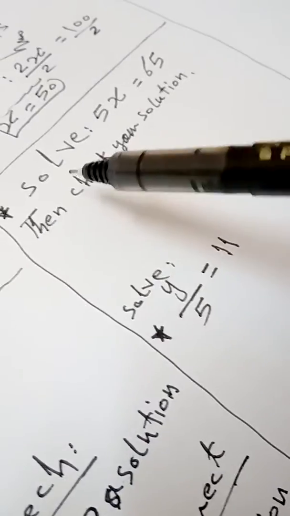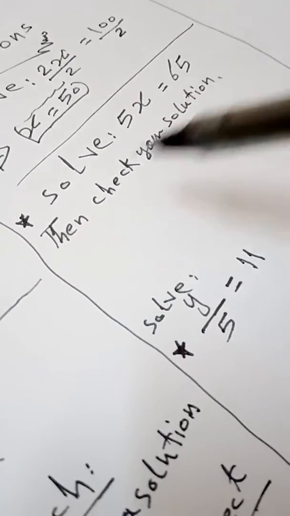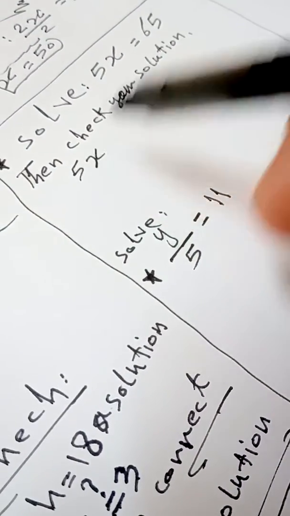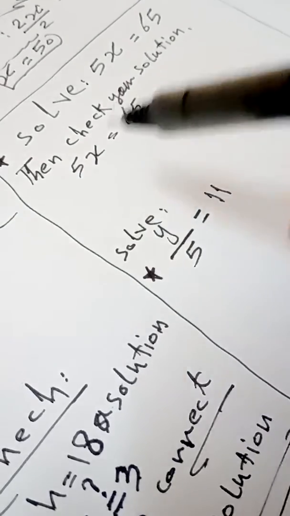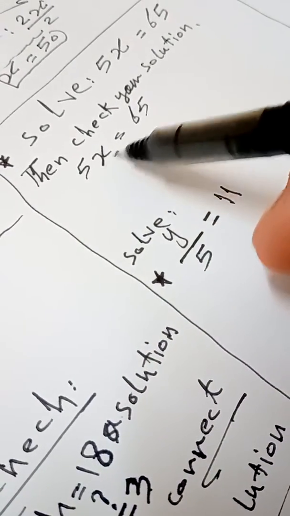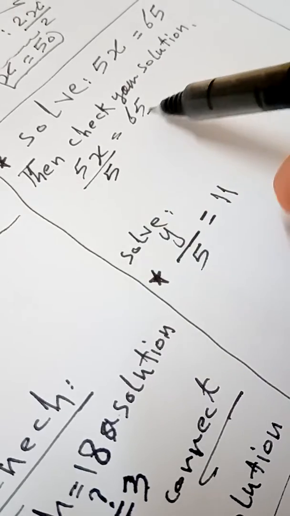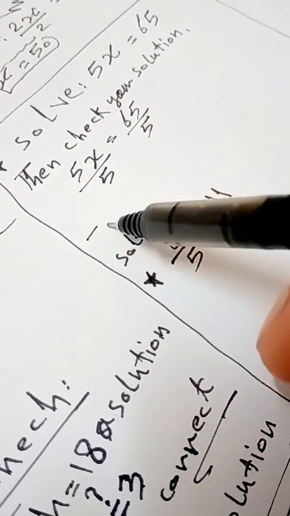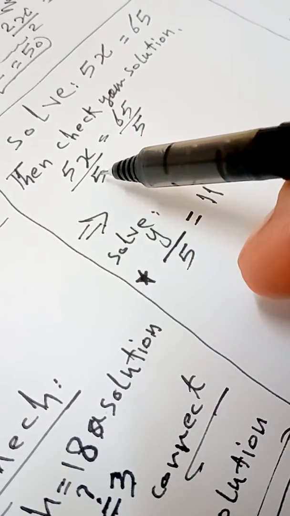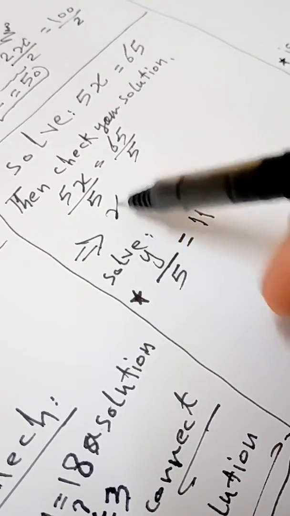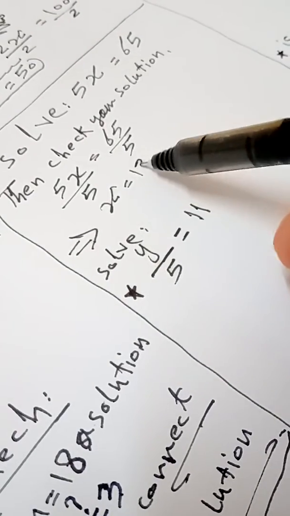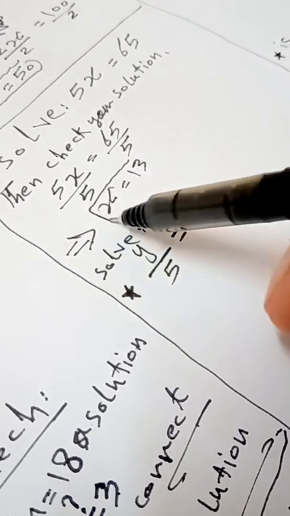The example here, solve 5x equal 65, then check your solution. Now we have here a coefficient, we have 5. How to remove this number? Divide by the same number, divide by 5. So 5 divided by 5 will be 1, so x equal 65 divided by 5 will be 13. So the solution here equal 13.